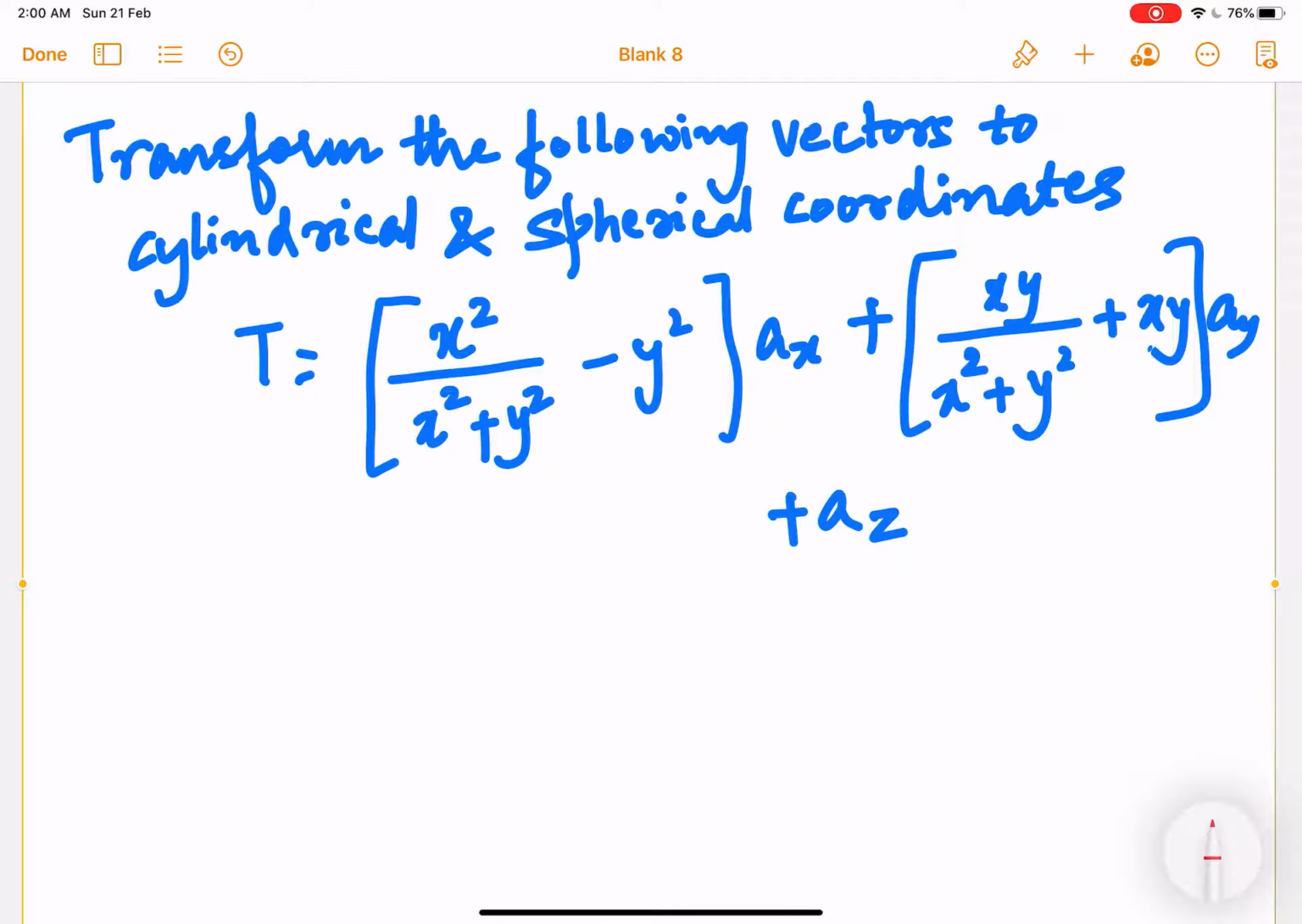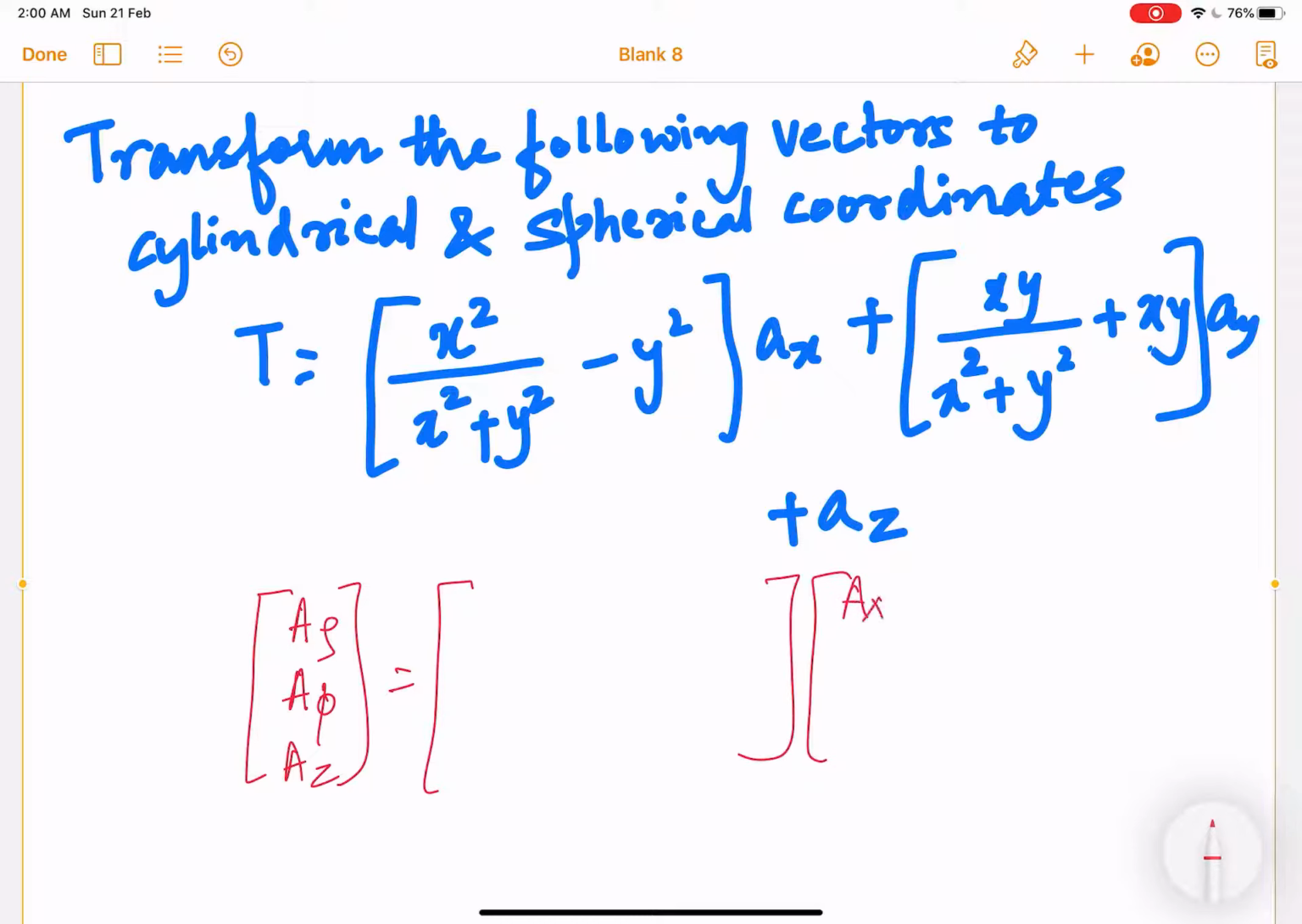Okay, let's solve this question. Transform the vectors into cylindrical and spherical coordinates. Again, let's do it for cylindrical coordinates first. A rho, A phi, A z is equal to, again, AX, AY, AZ.